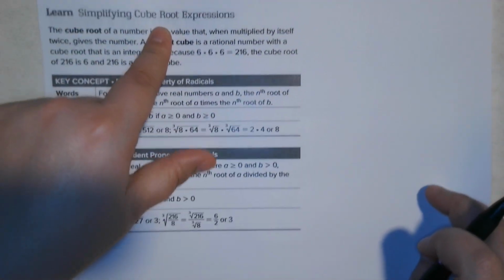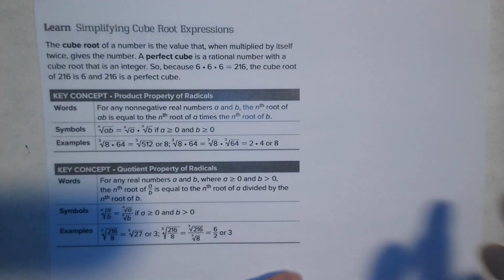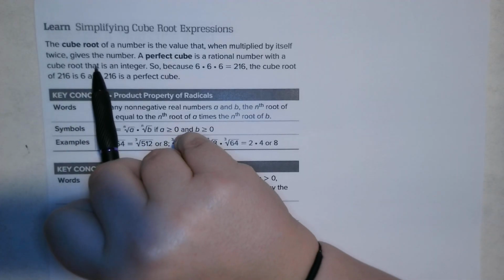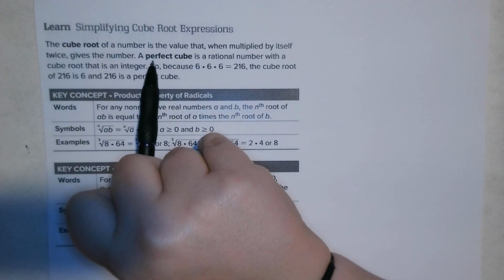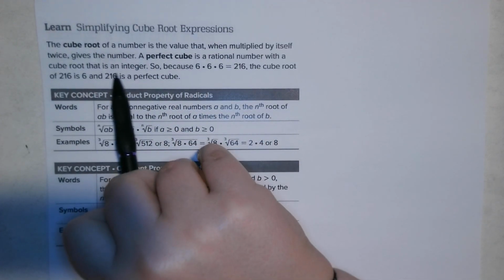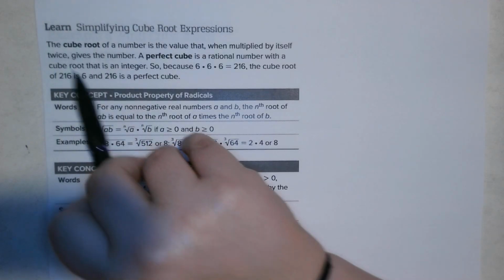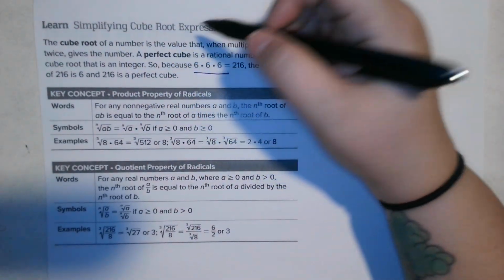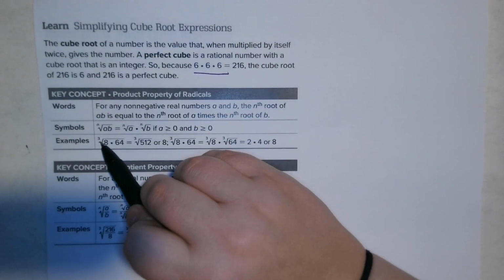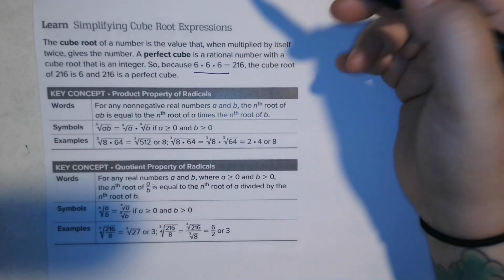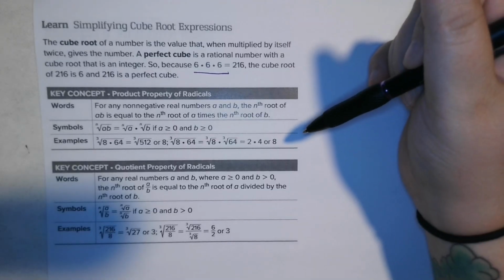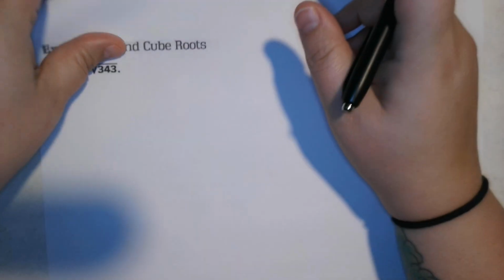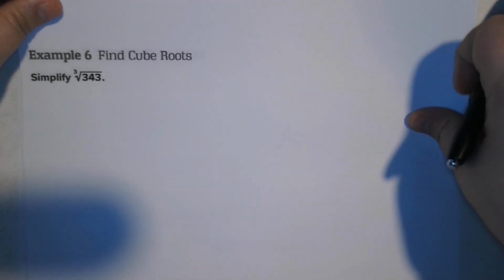Simplifying cubed root expressions. A cubed root number is a value that when multiplied by itself twice gives the number. A perfect cube is a rational number with a cube that is an integer. So we're doing 6 times 6 times 6. I don't know why I said twice. It's 3 times. Cube is 3. Okay, so out here, our index is going to be 3. So the biggest thing we're going to change here is when we go to circle after factoring, we're going to circle groups of 3.